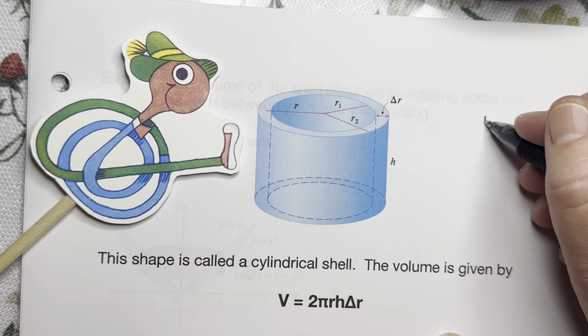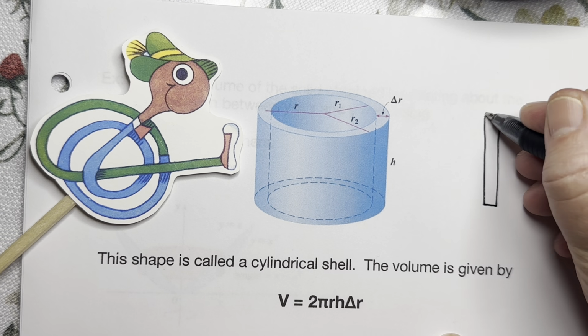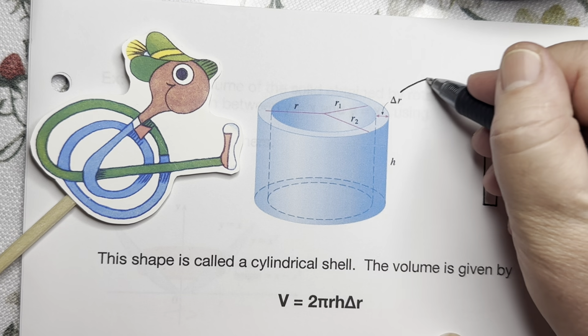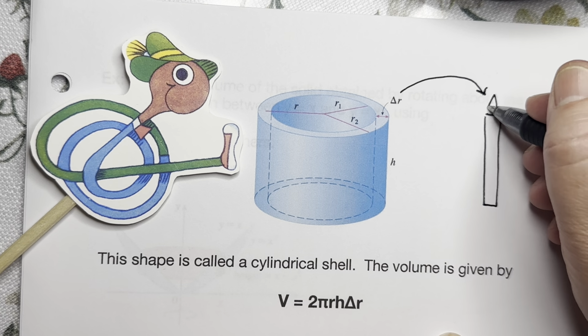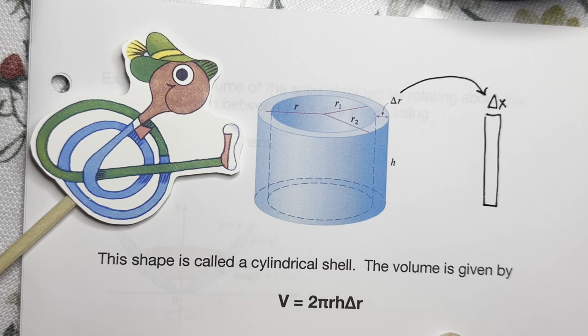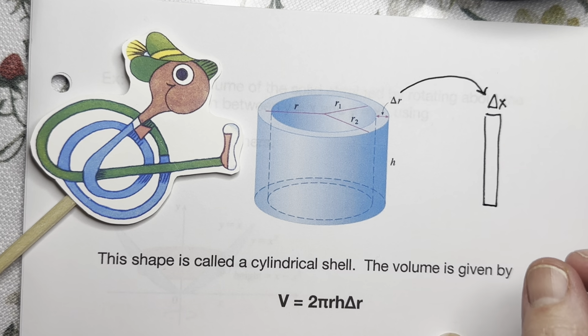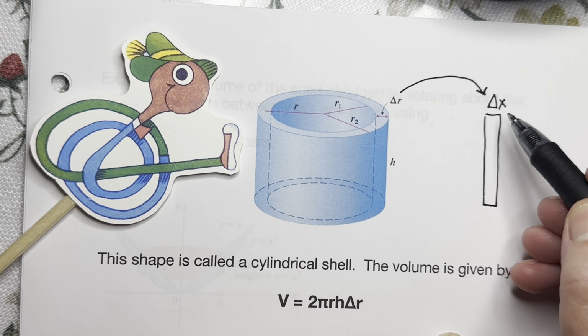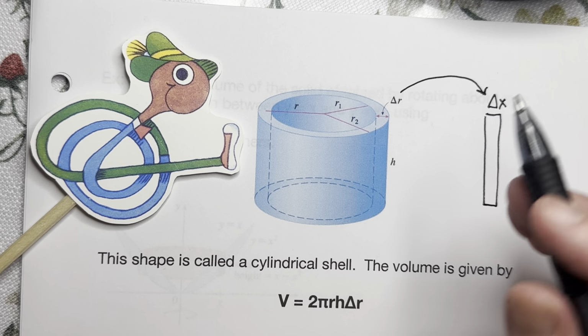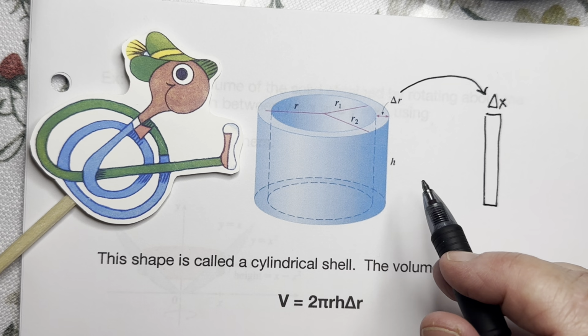If our cross section goes like this, then our delta r in this case is actually going to be a delta x. So it's going to follow exactly the same rules that the washers and the discs followed: if you can find where that little tiny delta width is, you can figure out whether you're going to be working with x or with y, right? So we're going to be making shells.